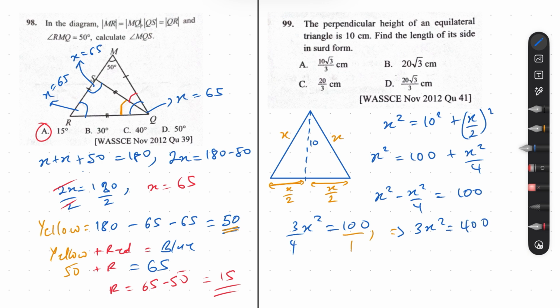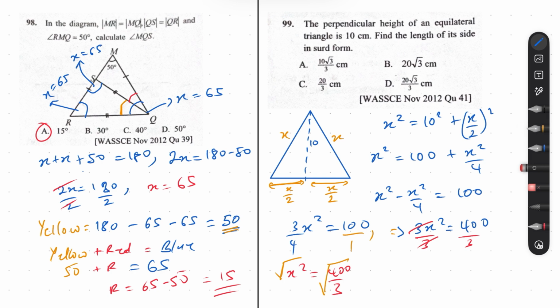Okay, now let's divide both sides by 3. So this will cancel this. After we've cancelled this 3, we'll have x squared equals 400 over 3. So now we take square root of both sides.